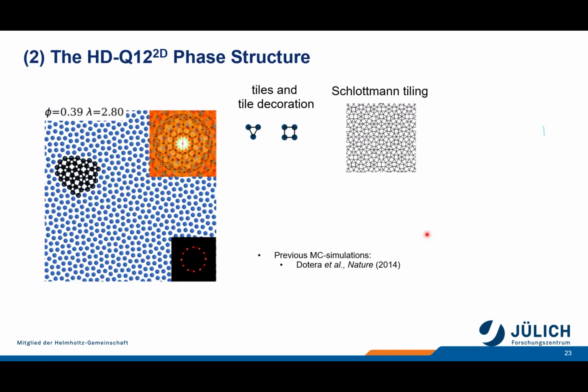This is in 2D, the high density Q12 phase. This is quite simple. You have a square and a triangle. They have the same edge length. You pack them together in what's called the Schlottmann tiling. And then you get this kind of structure. You get the 12-fold symmetry diffraction pattern. And this is a tiling that has been previously predicted with the core-shoulder potential by Dotera 10 years ago. So this is the tiling, quite a simple one for the high density Q12 phase.